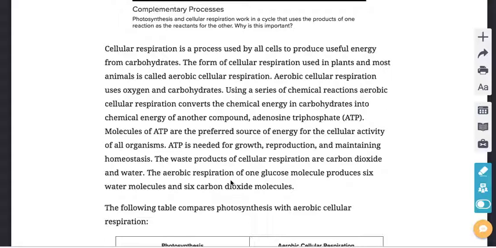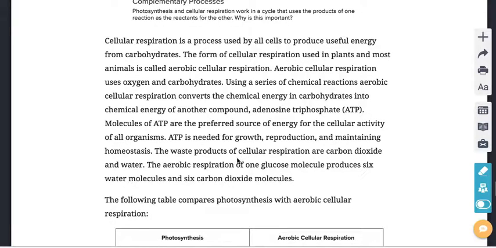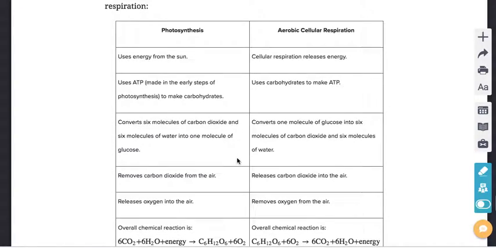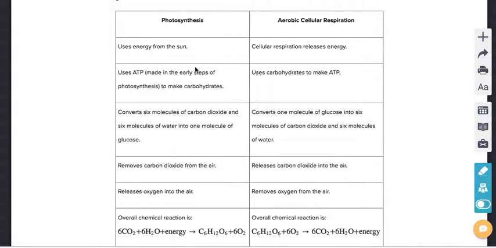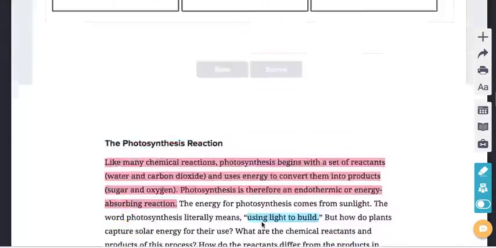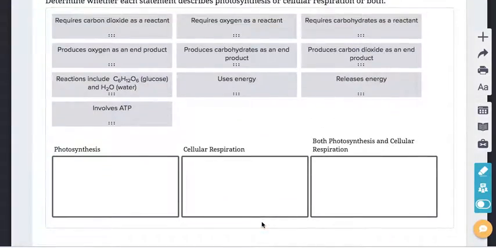ATP is the energy molecule that is given off by our bodies when we break down carbs. And then the end of this section is basically the answer key to the questions that we filled in up here. So I'm going to end there, and then we'll move on to the next lesson.